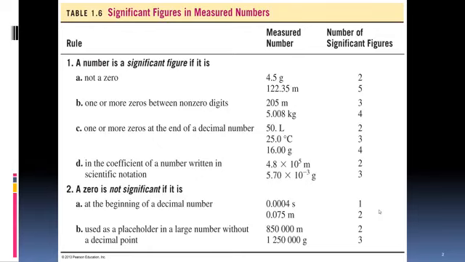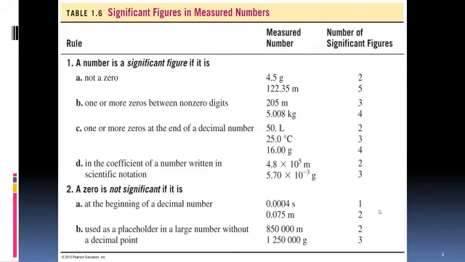Rule 1c says one or more zeros at the end of a decimal number. This can sometimes be a confusing rule. Let's state it more simply. If you look at a number and the number contains a decimal point, the zeros at the end or after the last non-zero digit in that number are always significant. If the number does not contain a decimal point, the zeros after the last non-zero digit are not significant.